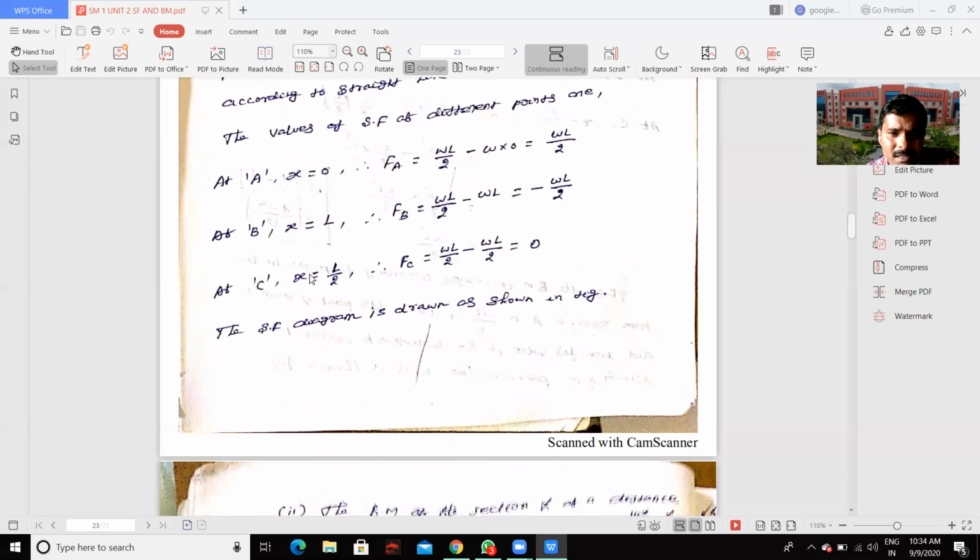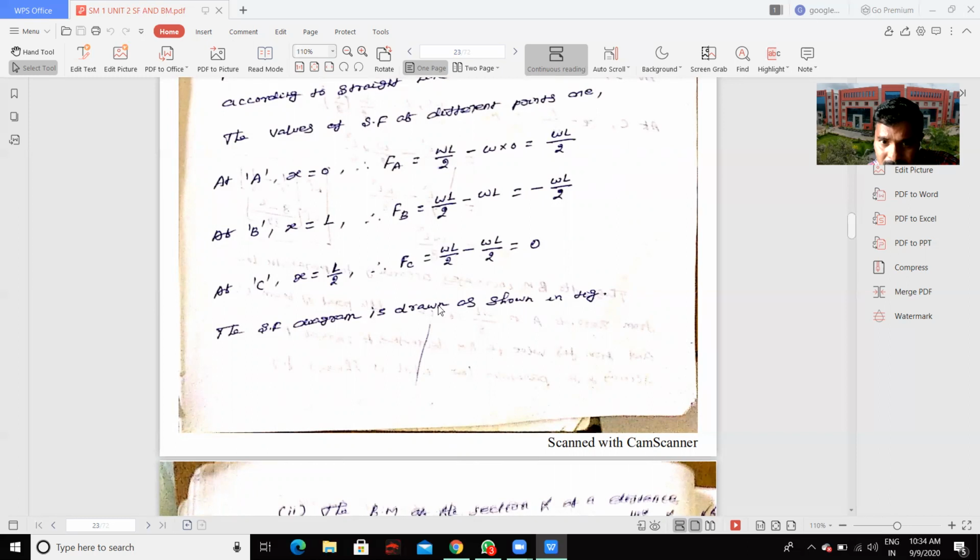At point C, x equal to L by 2, so you can substitute x equal to L by 2: WL by 2 minus W into x, in L by 2. Instead of x, substitute L by 2, so WL by 2 minus WL by 2, that is 0. So at point C, the shear force value is 0, at a distance of x equal to L by 2. At the center, the shear force value is 0.